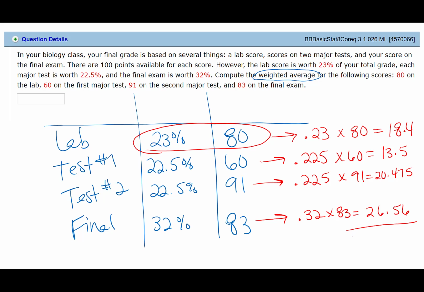And when you add those values together, you have a final grade of 78.935. And it's not specific on what it wants you to round it to, so you can go ahead and just type in that entire decimal, or you can try to type in 78.9, but that is your final answer. And that's how you find a weighted average.